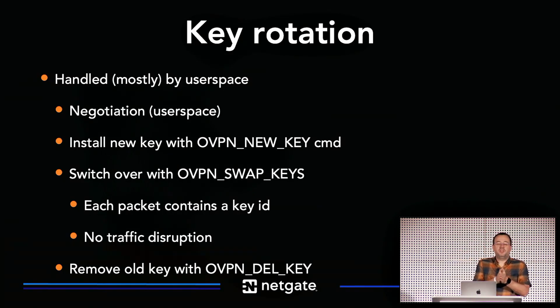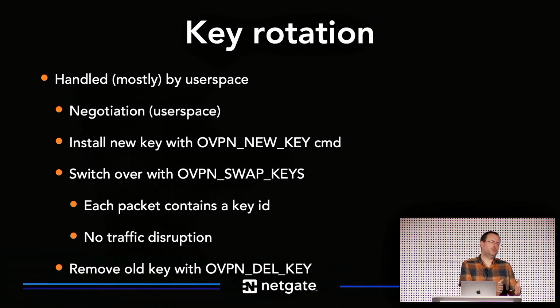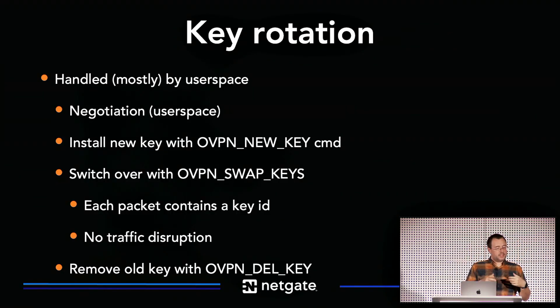So when it becomes time to negotiate a new key, user space negotiates the key, and it will tell the kernel with the OVPN new key command, hey, there's a new key that you need to be aware about. This is the key ID, this is the key, here you go. Eventually, on the receive side, packets will come in and we can look at the packet. It says, this is the key that you need to use so we can receive these correctly.